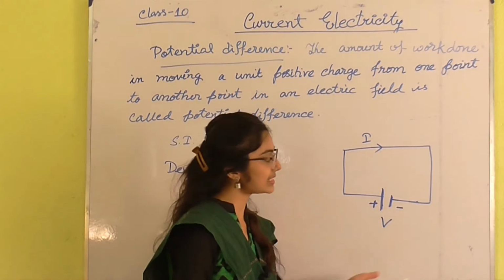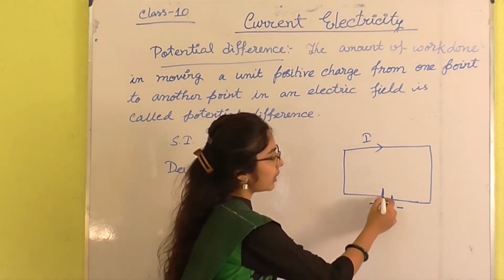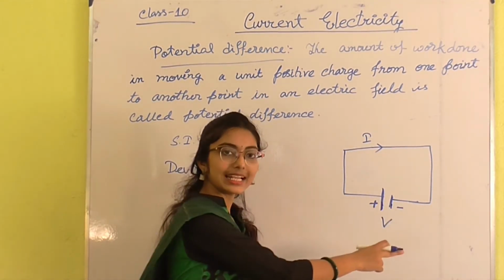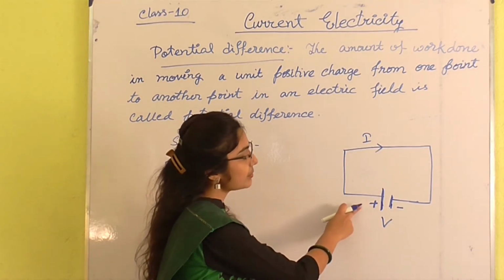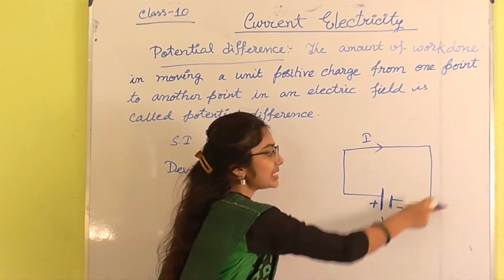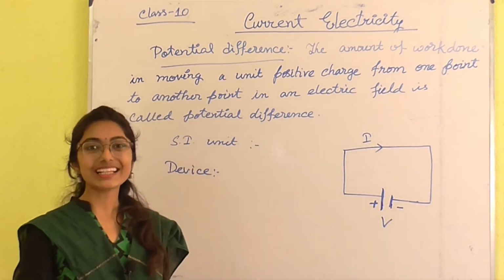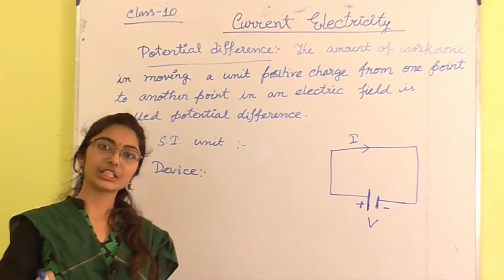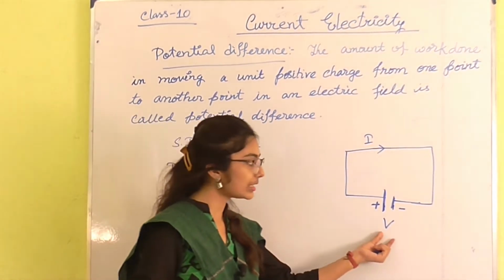Suppose this is an electric circuit of two terminals, positive and negative. To move one positive charge from this terminal to this terminal, the amount of work done that is needed is known as potential difference. That is denoted by V.